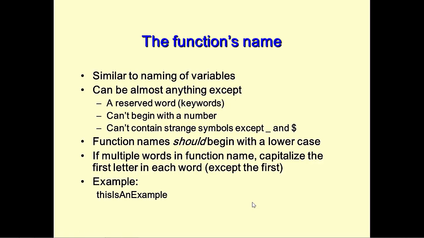Now, with regard to the function's name, they can be just about anything you want. It's a very similar naming convention to variables. First of all, it can't be a keyword or a reserved word. It can't begin with a number. It can't contain any of those strange symbols that we've seen except for the underscore and the dollar sign. But there is a convention that Java programmers use. Typically, function names should begin with a lowercase. And then if you have multiple words in that function name, you typically capitalize the first letter in each successive word. So what do we mean by that?